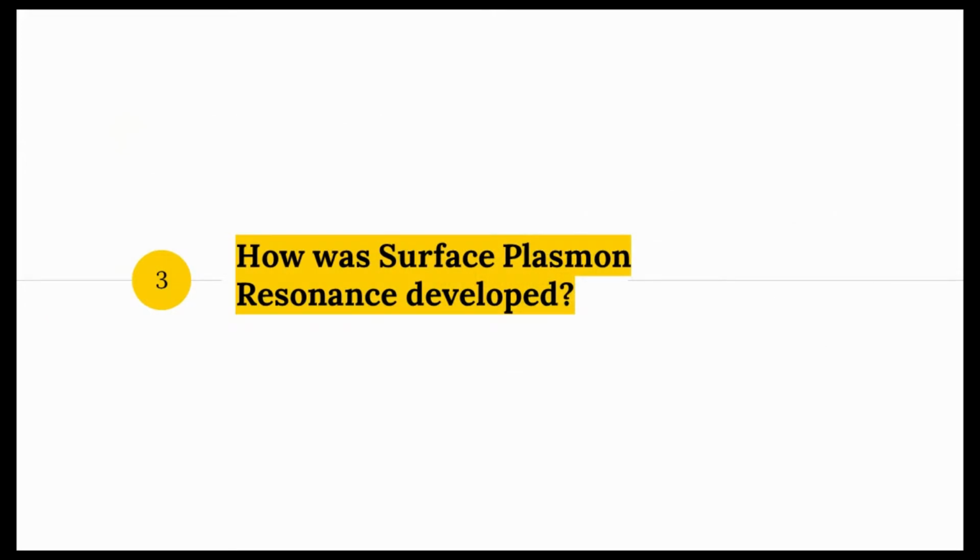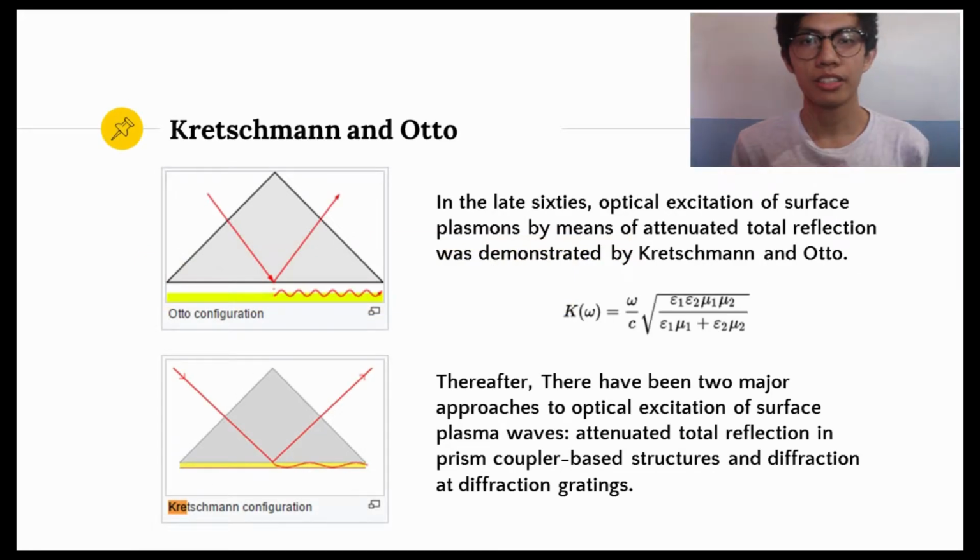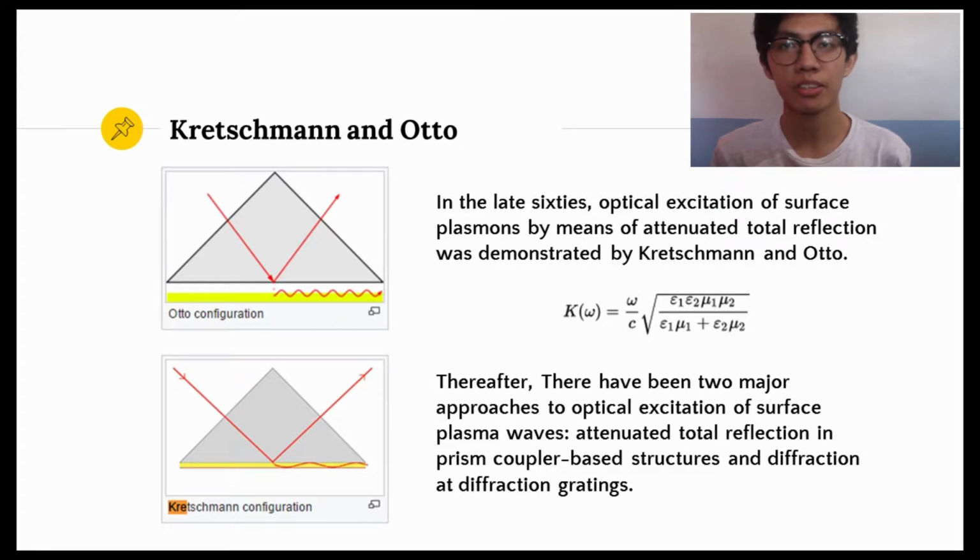How was surface plasmon resonance developed? In the late 60s, optical excitation of surface plasmons by means of attenuated total reflection was demonstrated by Kretschmann and Otto. Thereafter, there have been two major approaches to optical excitation of surface plasma waves: attenuated total reflection in prism coupler-based structures, and diffraction at diffraction gratings.